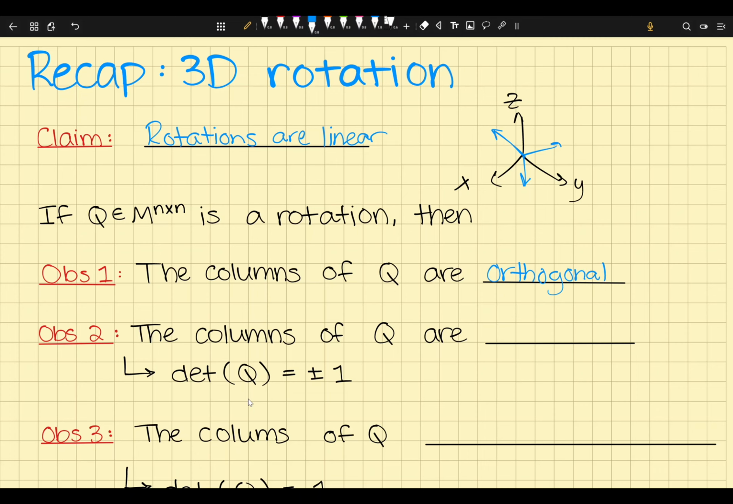And this is important, because if they weren't orthogonal, we would be skewing our axes, and this wouldn't be a rotation. So the columns should still be orthogonal. But what's more is that they should also be unit length. If the columns are unit length, then we also don't get any stretching. So here we've eliminated skewing, and here we've eliminated stretching.